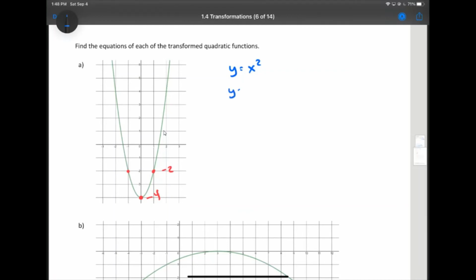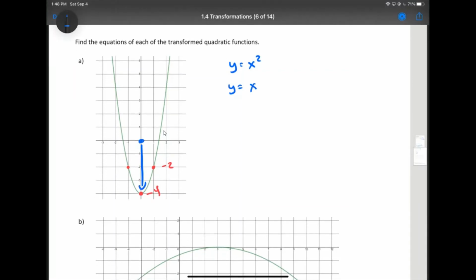Okay, so I'm going to do the easy one first. It looks like it's been shifted down 4. And since it's been shifted down 4, I can say that that's x squared minus 4. By the way, I'm not suggesting that these two lines are equal to each other. I'm just developing step by step.